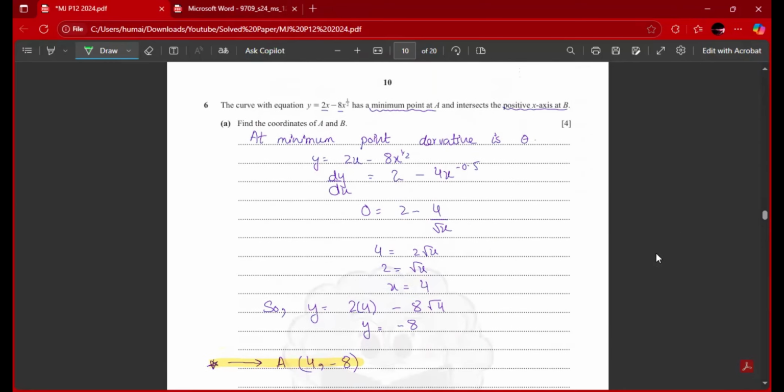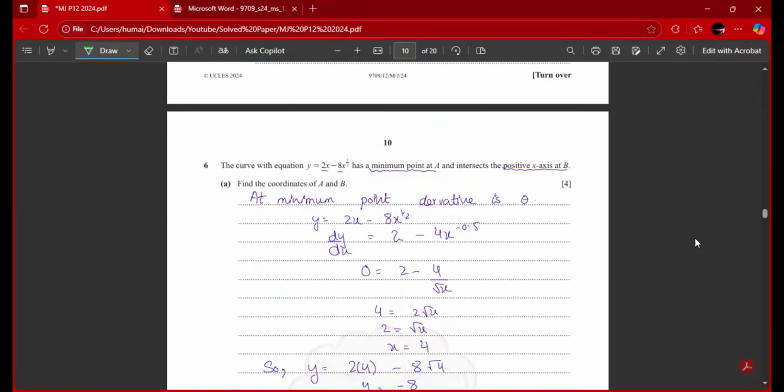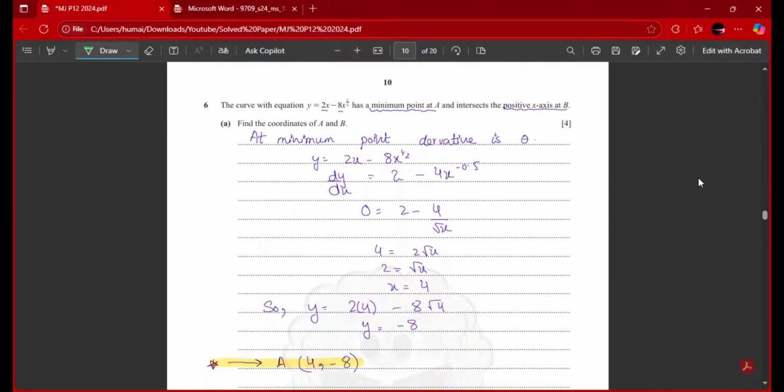Question number 6. Now we are given a curve. We have to find the minimum point. Okay, this is a long question. We have 4 marks and quite a long space. So first of all, we are supposed to find the coordinates of point A and point B. Well, the minimum point. What do we do? Well, at the minimum point, our derivative is always equal to 0. Okay? It's always 0.